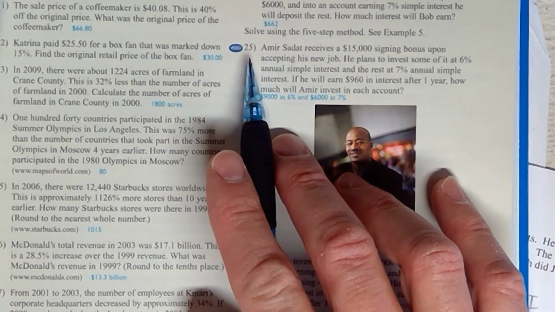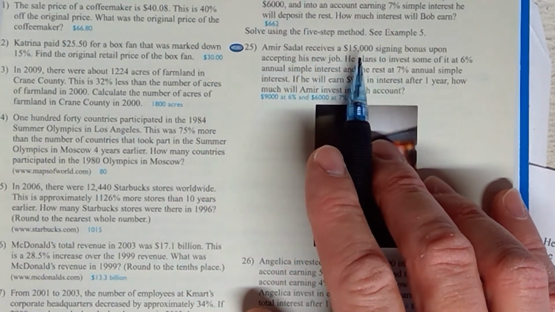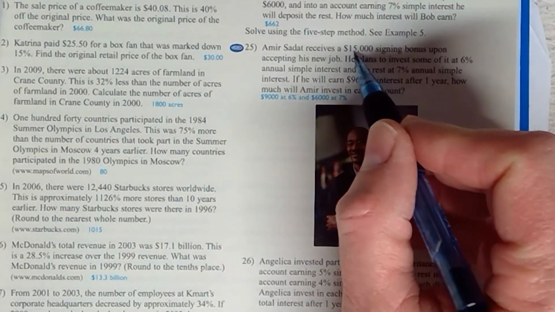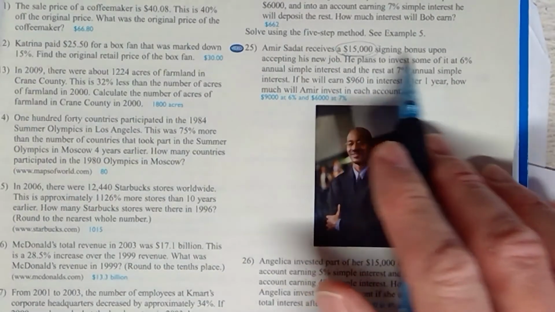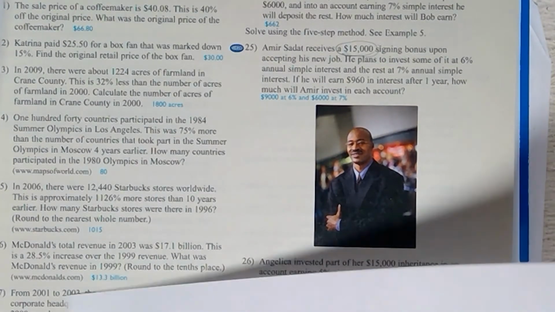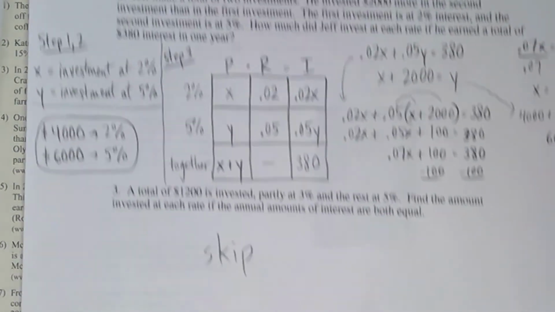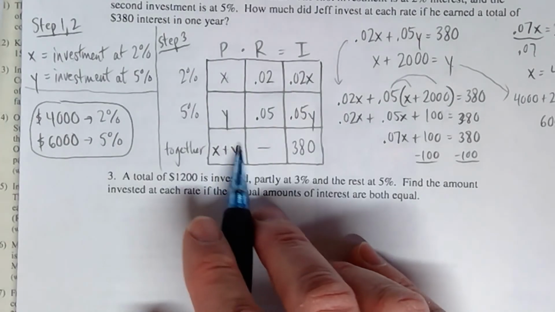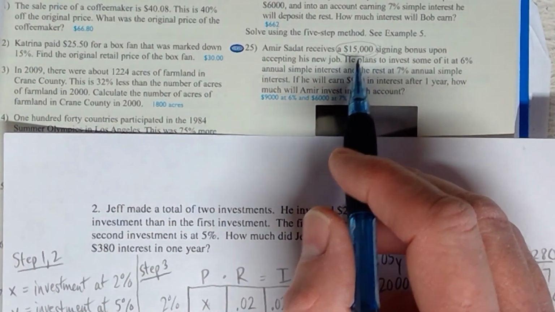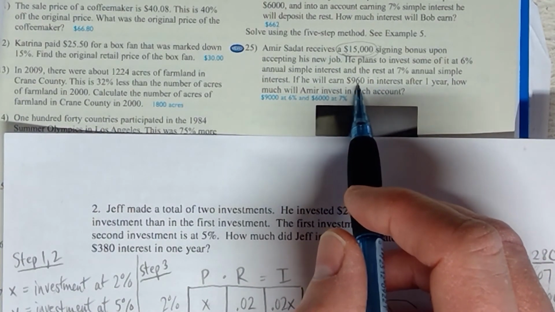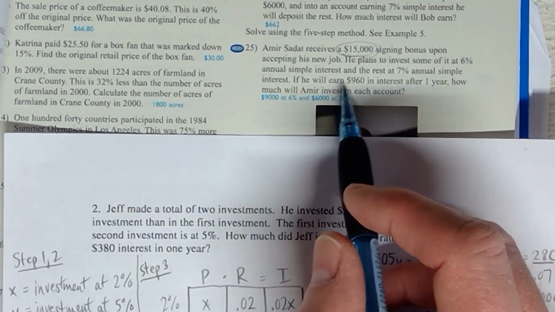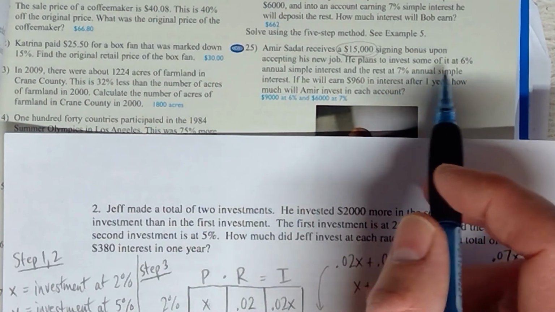Notice in this first problem that I'm going to assign, number 25, Amir receives a $15,000 signing bonus upon accepting his new job, and he's going to invest that amount in 2 different accounts, some of it at 6%, the rest at 7%. What's different about this problem compared to the ones we did is that they actually tell you the total principal altogether. He invested a total of $15,000. It also says that he earned a total of $960 in interest. That's the total amount, so they mean both of the accounts together.